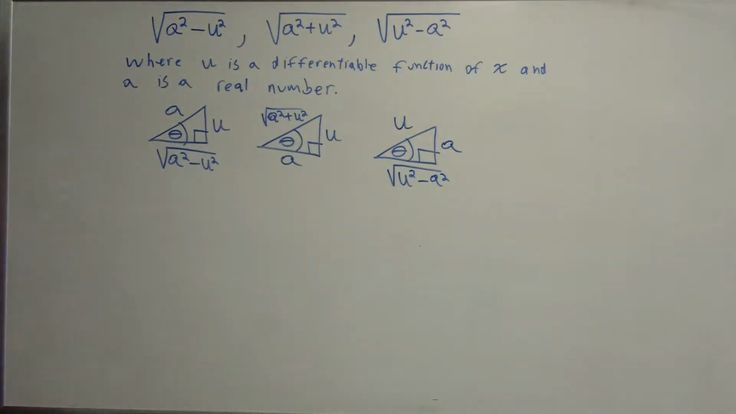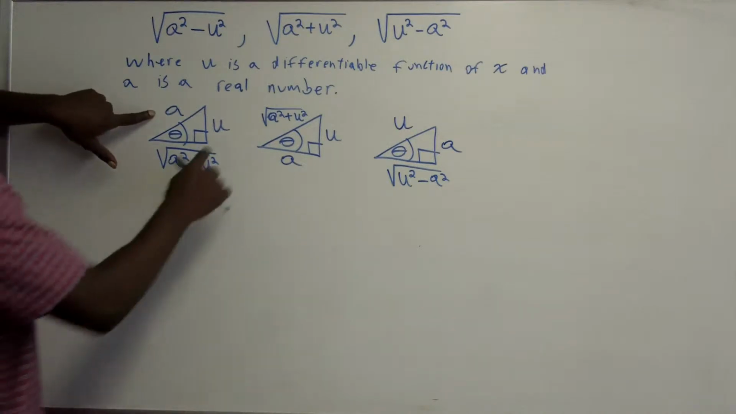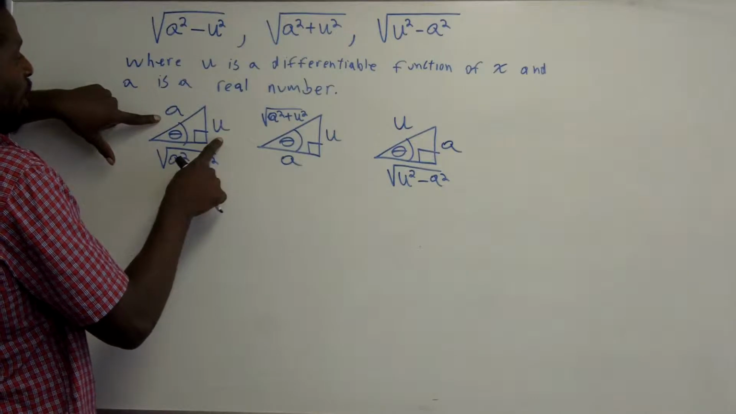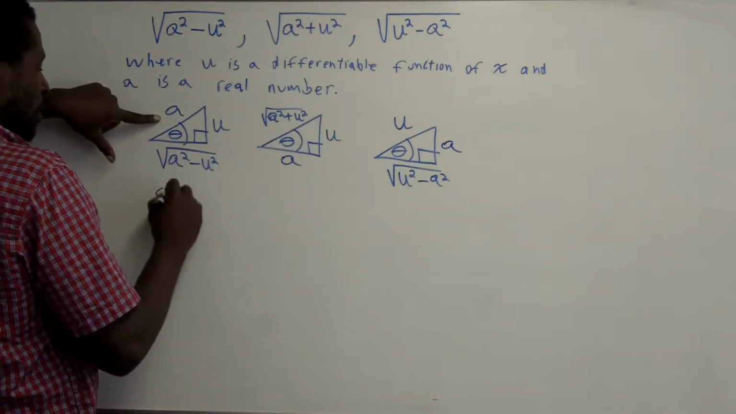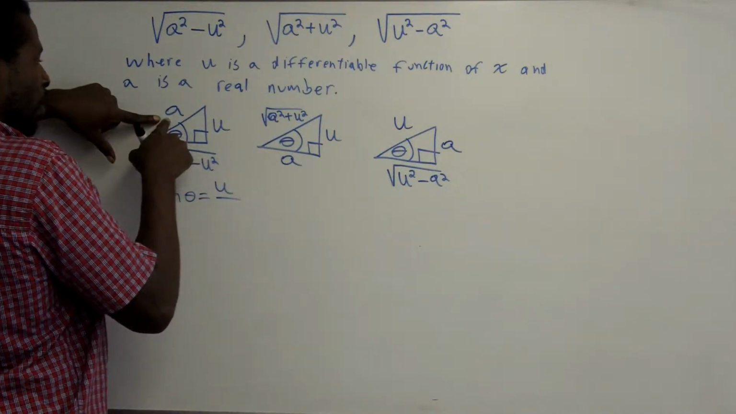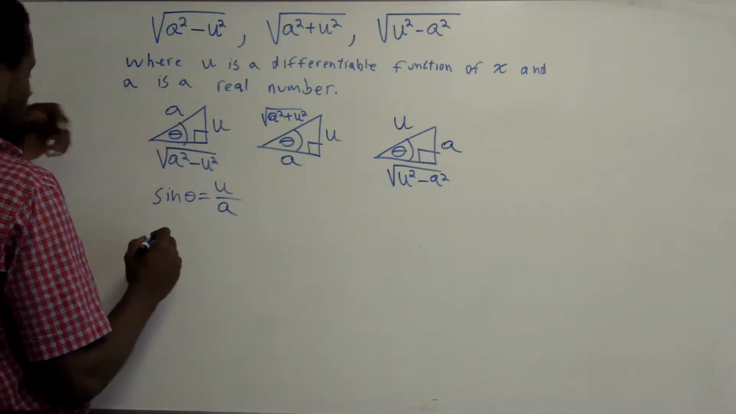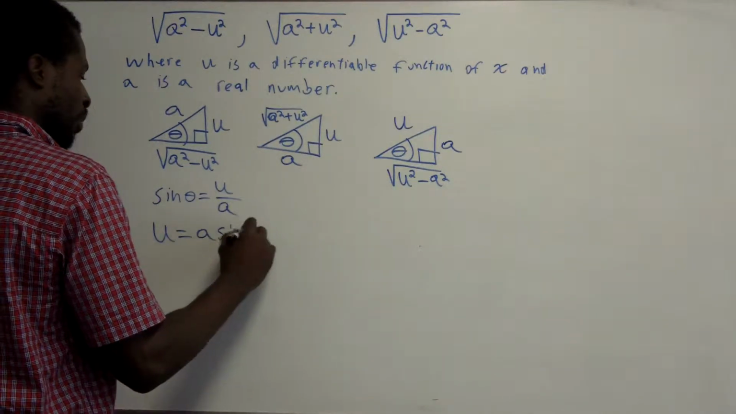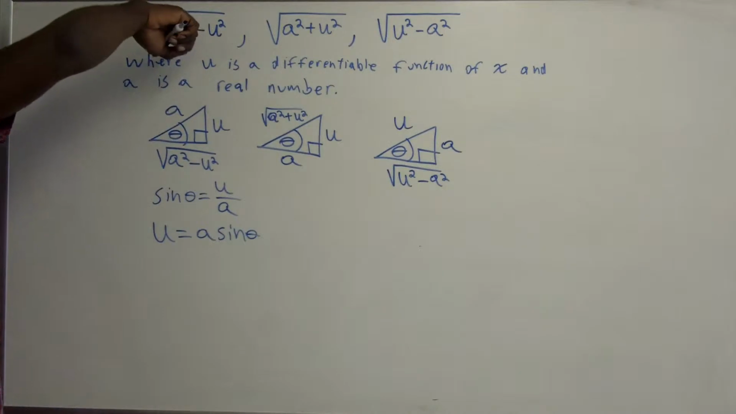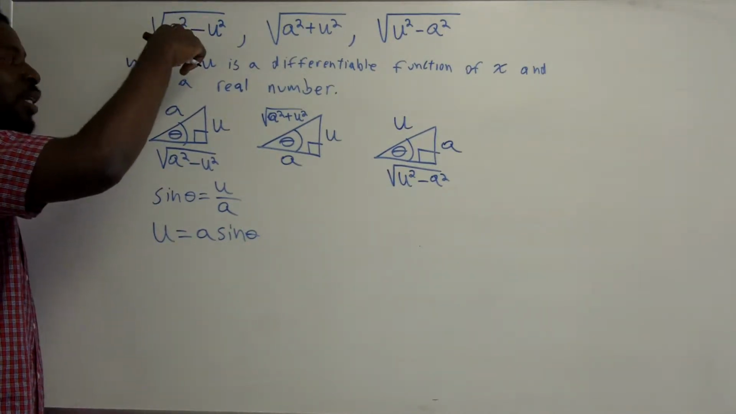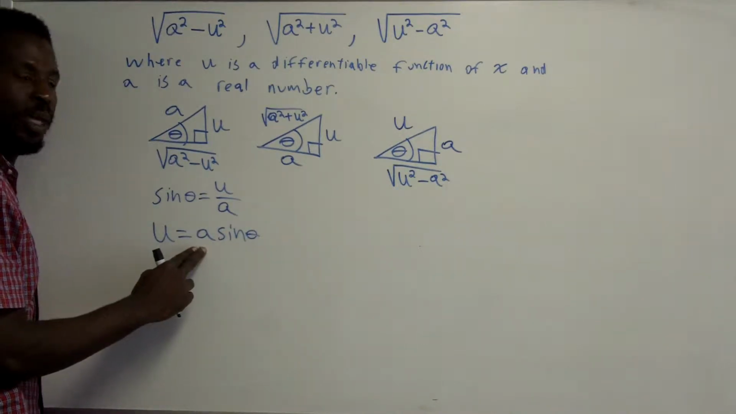All right, now all of these give us different substitutions that we can make. For instance, for this one, if I just focus on these two sides, those two sides form the sine of theta. So I know that the sine of theta is equal to opposite over hypotenuse. So here's the first substitution I can make. I can let U equal A times the sine of theta. So if I have an integral that has a factor that looks like this, this is the trig substitution that I'm going to want to make.